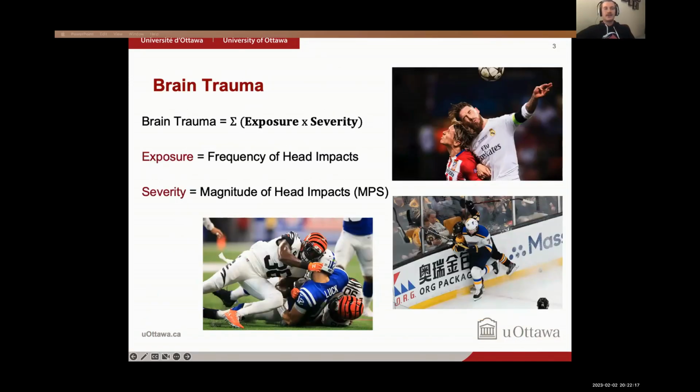So brain trauma is measured as basically a sum of the exposure and severity. Exposure is the frequency of head impact events. This can take place in many sports. In soccer, headers or shoulders to the head.